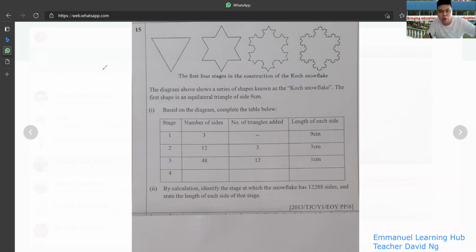So here you have another question, right? That's taken from Temasek JC Year 1 end of year paper in 2013. And it says that the diagram above shows a series of shapes known as the Koch snowflake. The first shape is an equilateral triangle of side 9 cm. Based on the diagram, complete the table below.